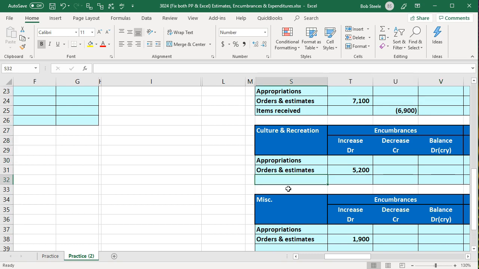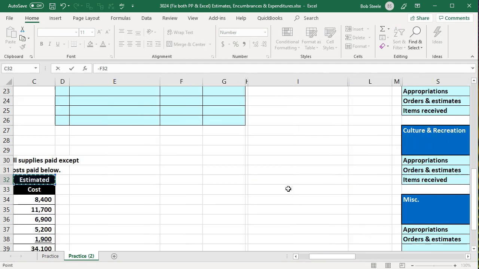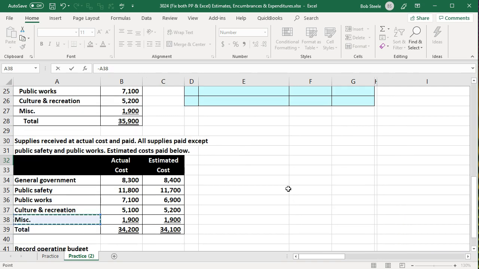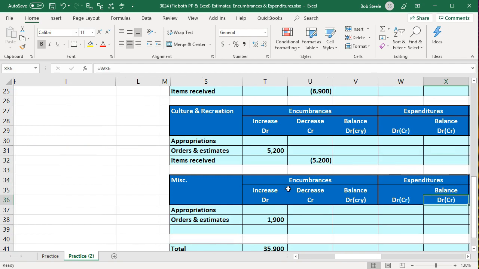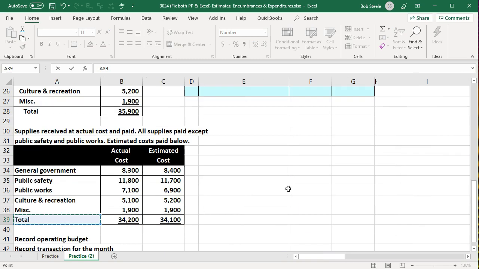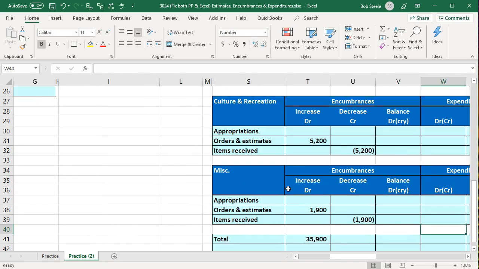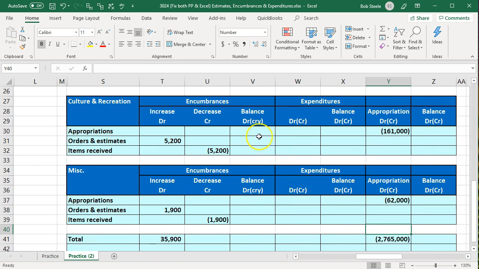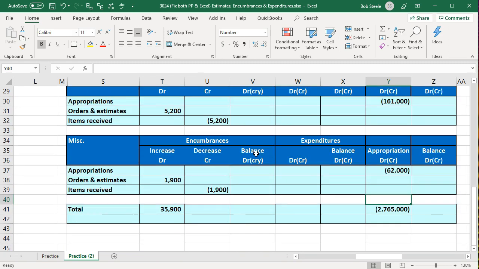Then we're in the culture and recreation. We're going to have the items received. We want to be in cell U32, culture and recreation. So culture and recreation, we want to be on the estimated cost, the 5002 and enter. So there we have that. And then the miscellaneous items received. We're down here on the credit side under encumbrances. We're looking for miscellaneous, negative of the miscellaneous, the 9001 on the estimated side. There we have it.